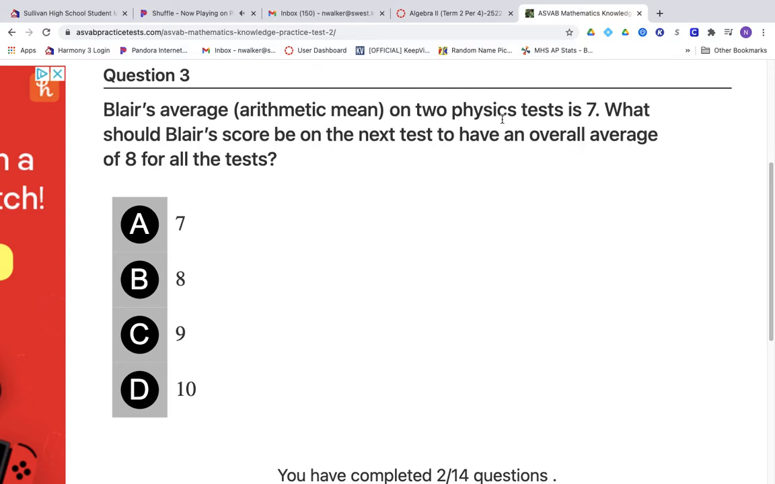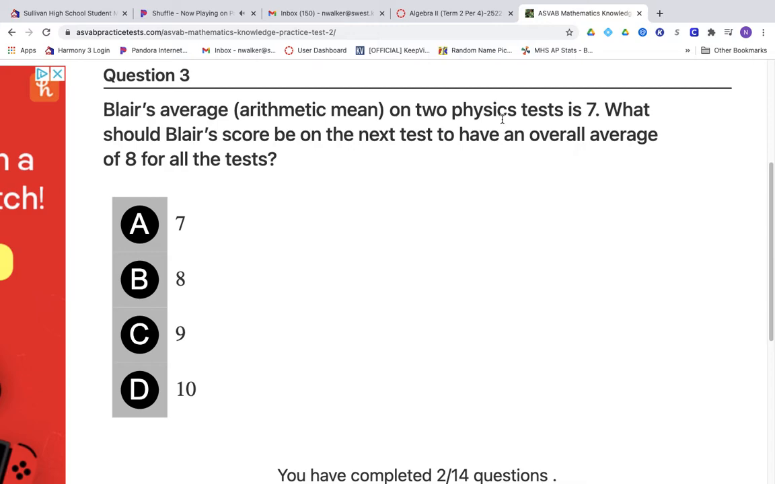All right, say that a little bit louder, because that's right. All right, so whenever you're finding the average of 2 numbers, you add them up and divide by 2, right? If you're finding the average of 3 numbers, you add them up and divide by 3. If you're finding the average of 4 numbers, you add those up and divide by 4.